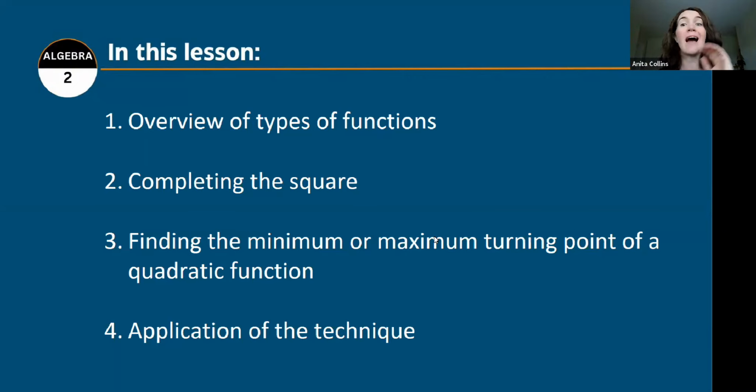We're then going to look at how to actually complete the square. We're going to see how we can use the completed square form to find the maximum or the minimum turning point of a quadratic graph. And then we're going to look at applying the technique, which is where your exam practice comes in. And those questions will be similar to the type of questions you would see in an exam situation.